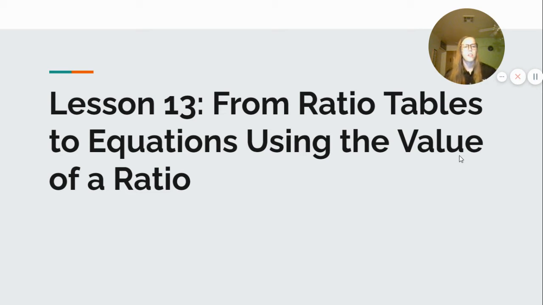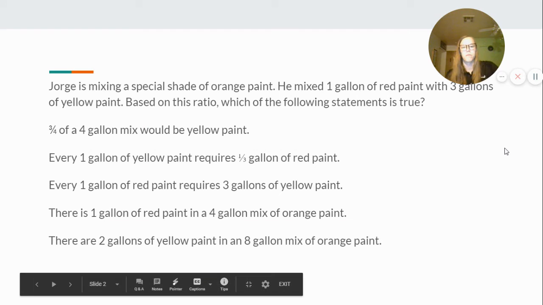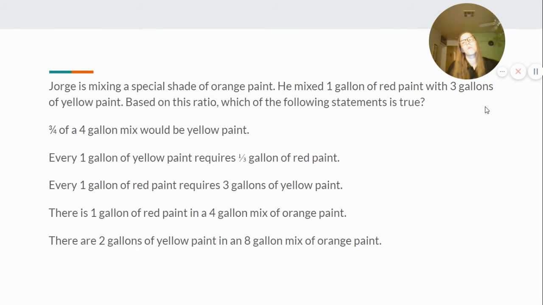Okay, so yesterday we looked at taking the information from a ratio table and then making a double number line with it. Now we are going to take the ratio table information and turn it into an equation using the value of a ratio. So let's go right ahead with this example.